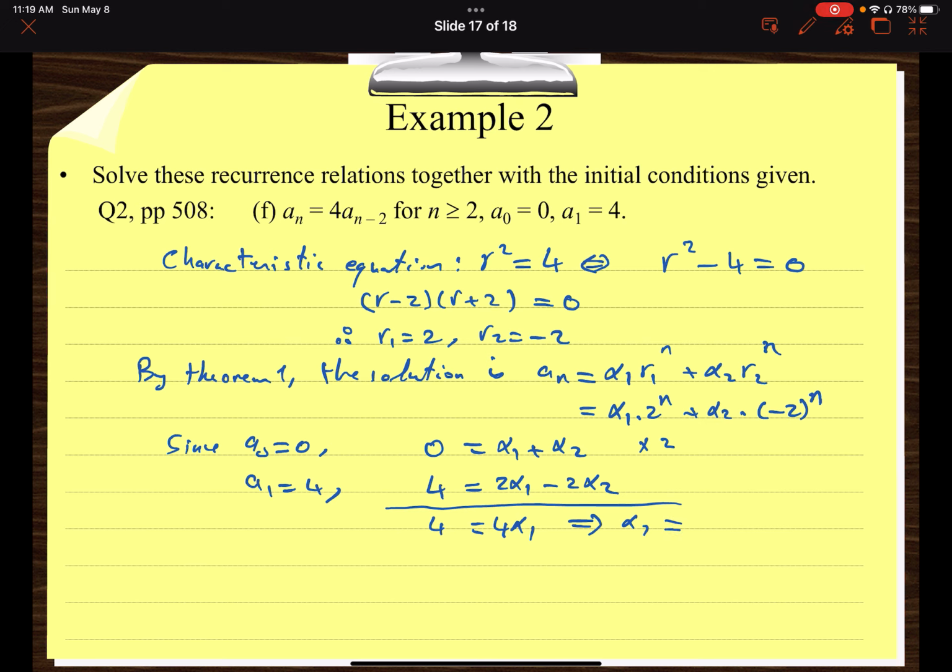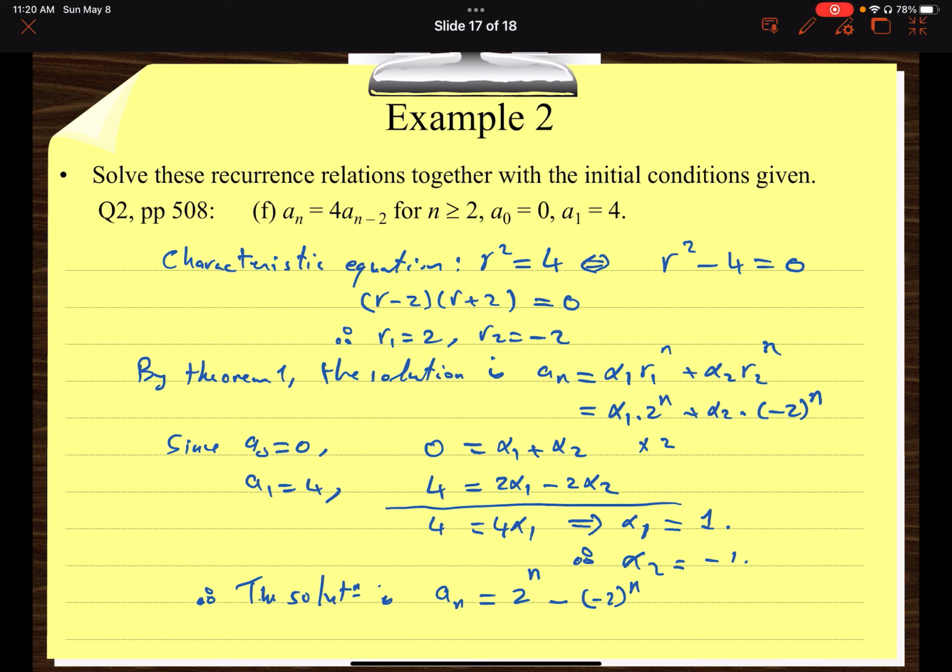This implies alpha 1 is equal to 1. Now I can use whichever equation. Of course, it's easier to use the top one. So therefore, alpha 2 is equal to minus 1. So what is the solution in this case? Therefore, the solution is a_n equals alpha 1, which is 1, times 2 to the power n minus 2 to the power n, right? Minus minus 2 to the power n. This is the closed form solution.